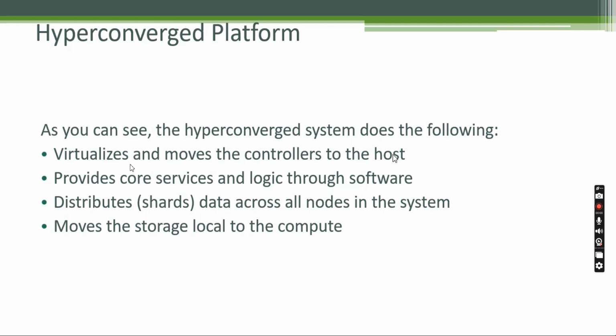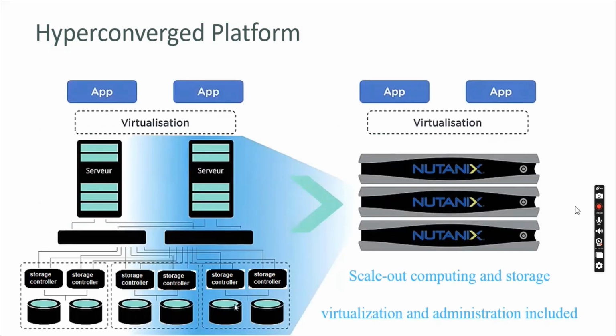It virtualizes and moves the controller to the host, provides core services and logic through the software, and distributes shared data across the nodes. So here you will see if one CVM goes down, you will have another CVM. If one storage goes down, there is redundancy in between. If you are using three nodes and one node goes down, you still have another node. The data is getting synced with all the storage.